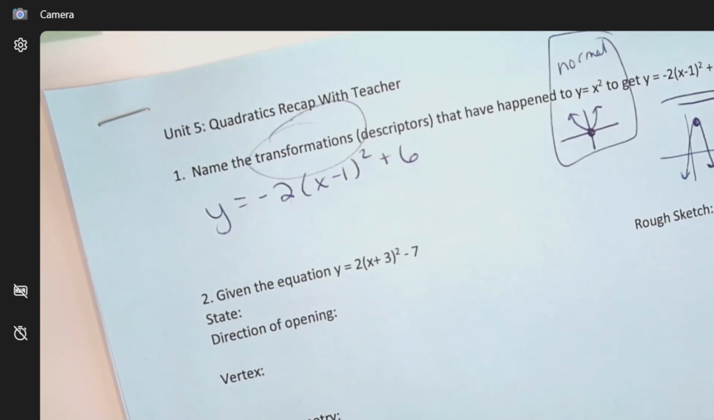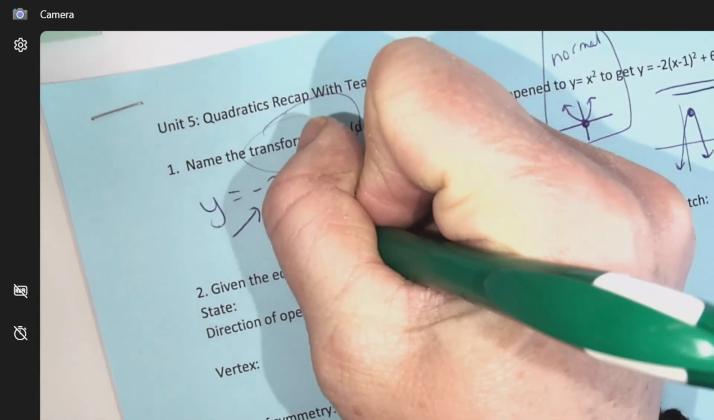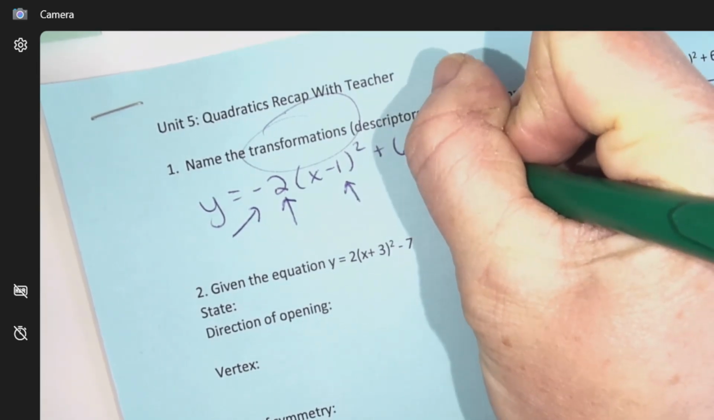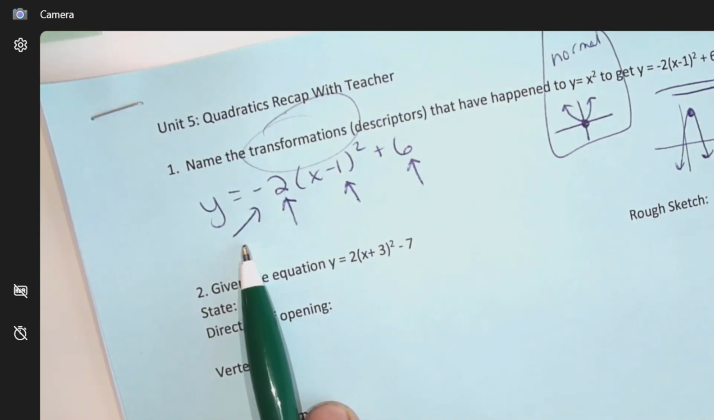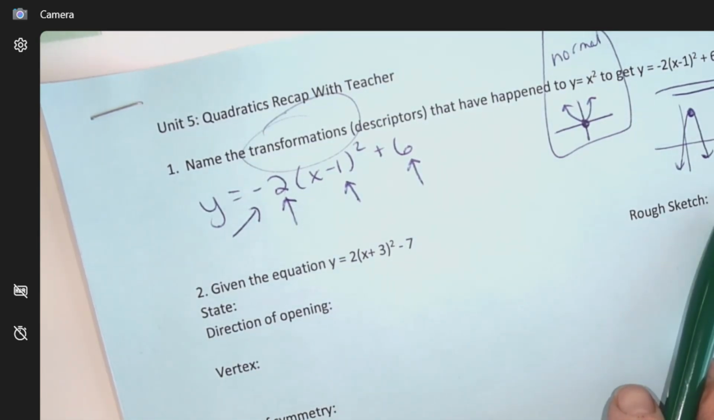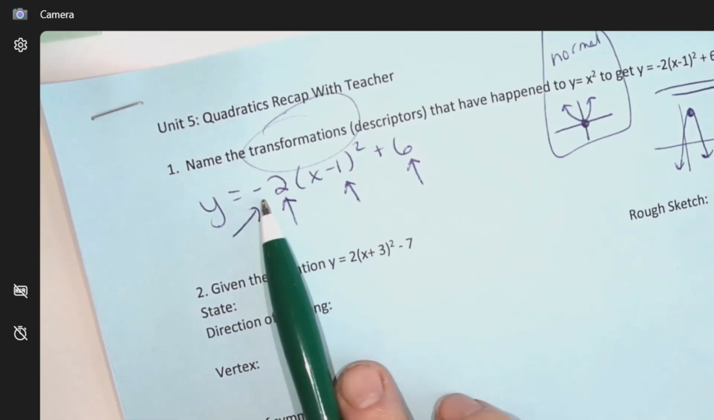Okay, so I'm looking for four answers here. The negative did something, the 2 did something, this 1 did something, the 6 did something. I need four maneuvers. Okay, I'm going to give you some options. Has this thing moved left, right, up, down? Has it flipped? Has the arms of it gotten skinnier or wider by any means? Okay, so what do you think this negative caused it to do? Any predictions what the negative did?